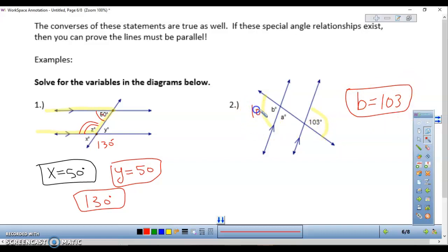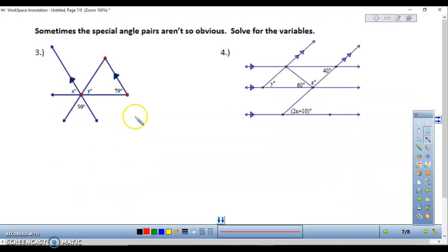Now, so if this is 103, then I can use the linear pair postulate and say, okay, well, if that's 103, then this has to be 77 degrees because the linear pair postulate says that the angles have to add to 180 degrees. So A would be 77. All right? All right, let's look at some harder examples. We really got to focus on finding those relationships.